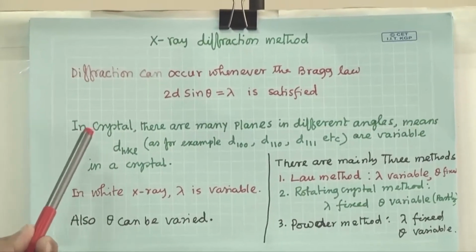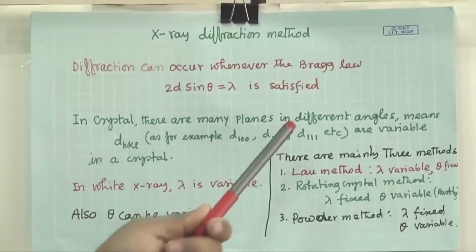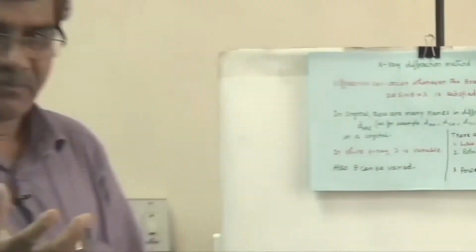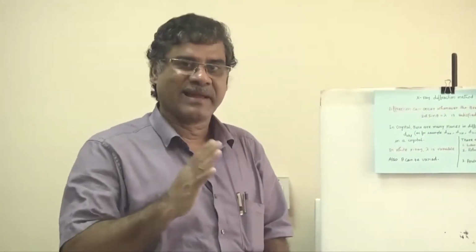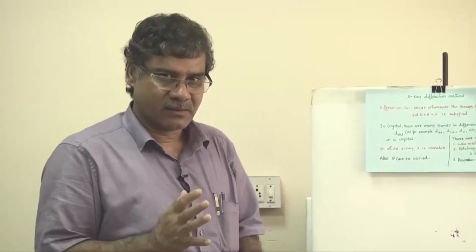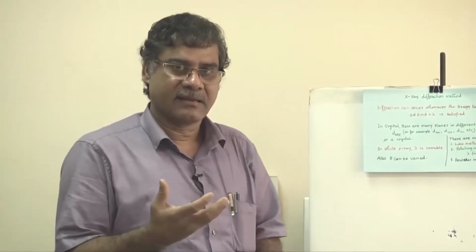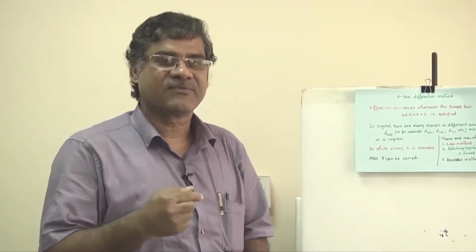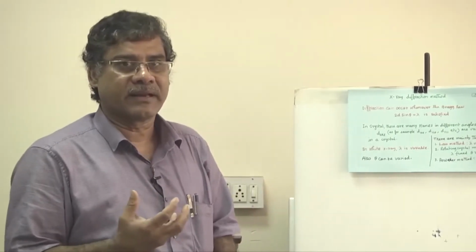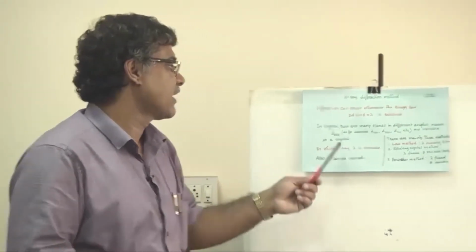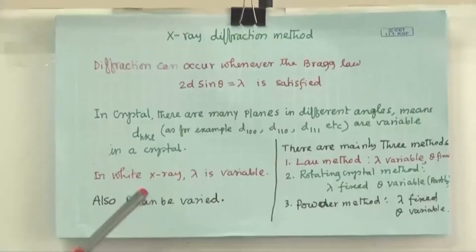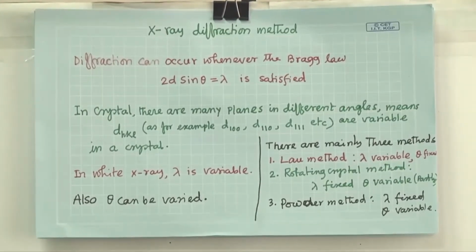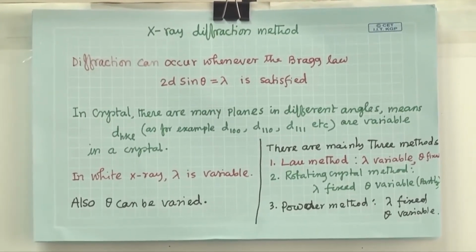In a crystal there are many planes at different angles. If you take a crystal, it will have many planes. That means d is the planar distance. So, d is variable in a crystal, but these d are at different angles. In a crystal, d of different values is available.